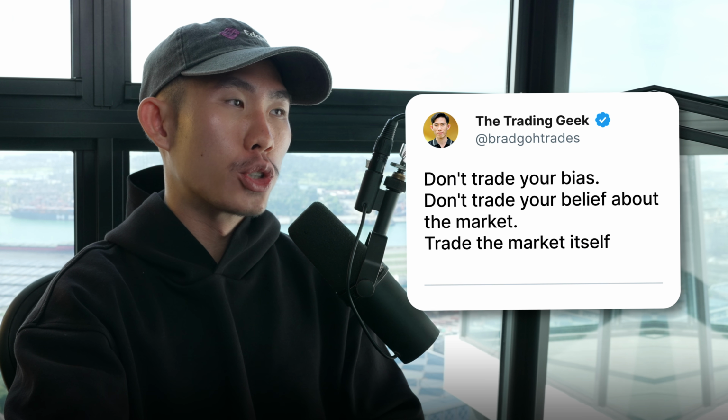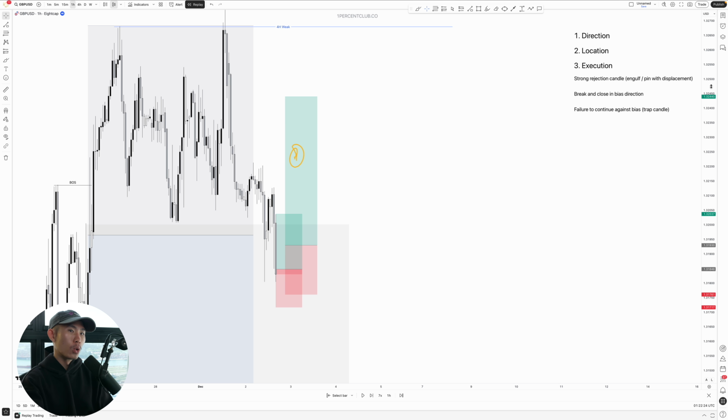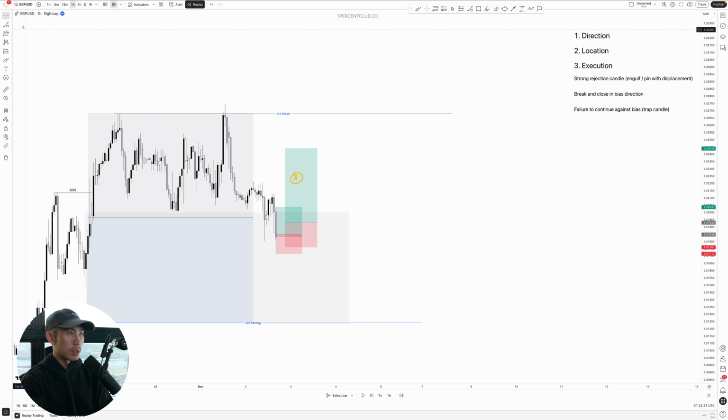Remember, you don't want to be trading your bias. You don't want to be trading your belief about the market. You want to be trading the market itself. You don't want to be imposing your will onto the market. What I mean by that is that when price comes down to this discount pricing, you shouldn't assume that price is going to reverse immediately. Oh, price came down below this 50% equilibrium level, time to buy. No, it doesn't work that way.